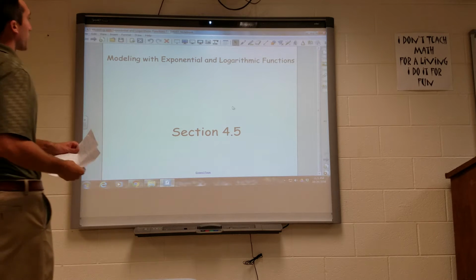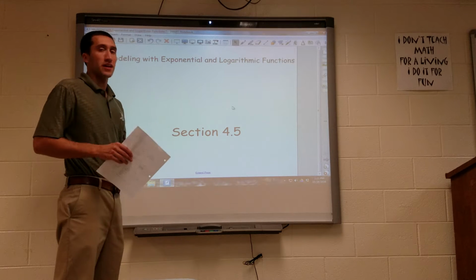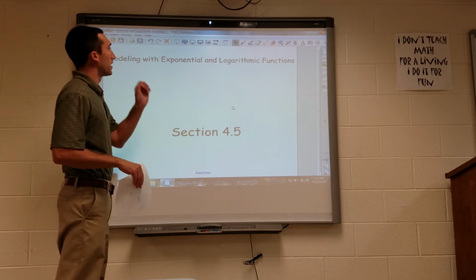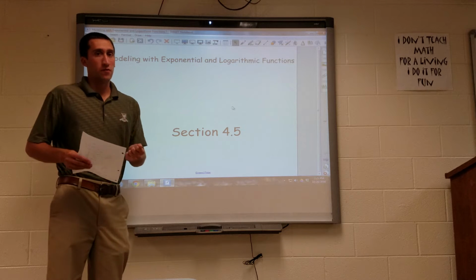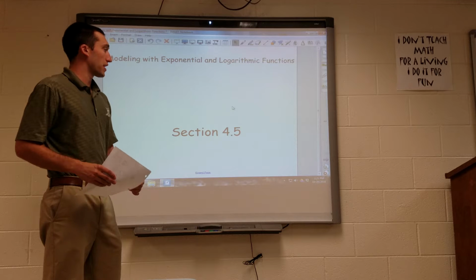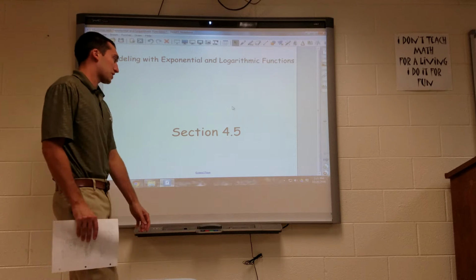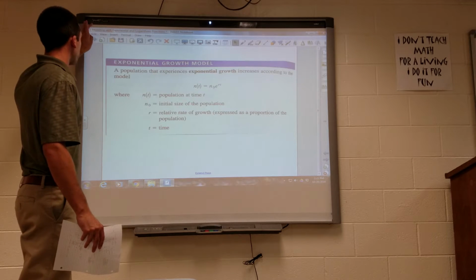Hello everyone, today we're talking about modeling with exponential and logarithmic functions. So we're going to solve word problems that involve exponential and logarithmic functions, section 4.5 in our book.